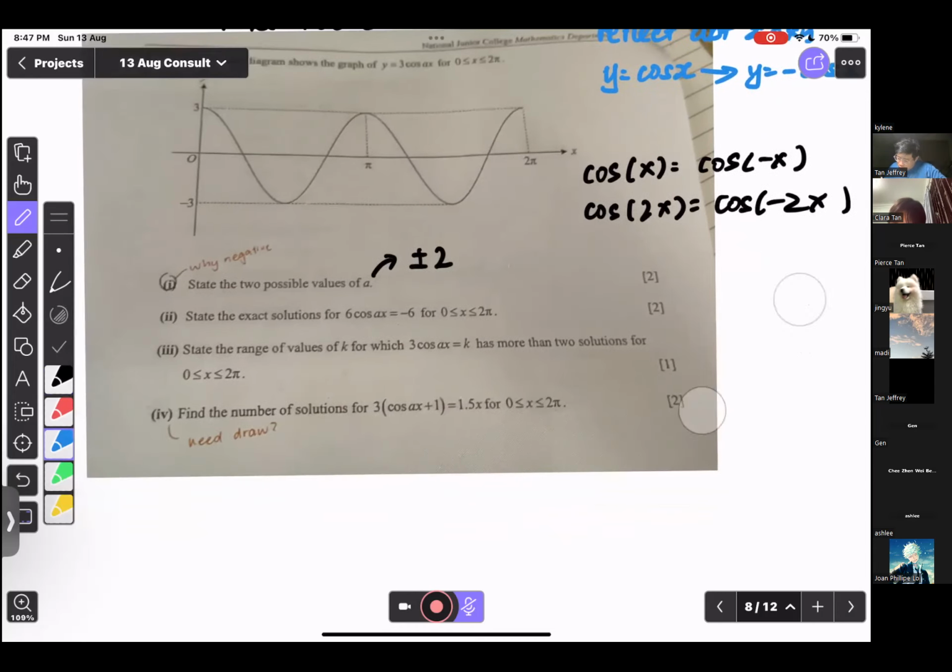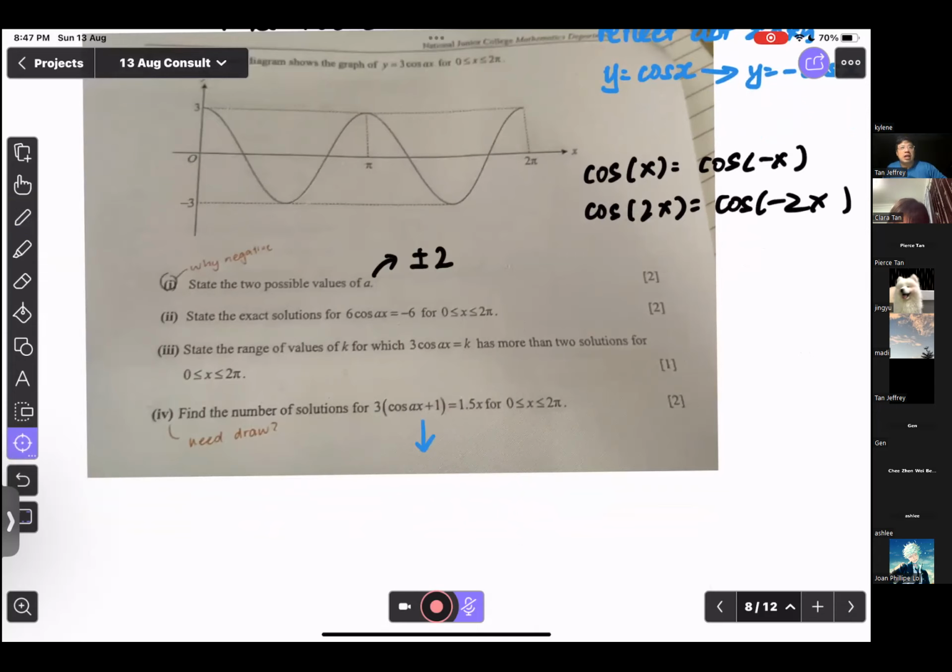Okay, so this one, right? By now you should see it's a very common question. They draw a graph and ask you to draw something else and find the number of solutions, meaning find the number of intersections. Clara, you look at this question. Does it look like this one?